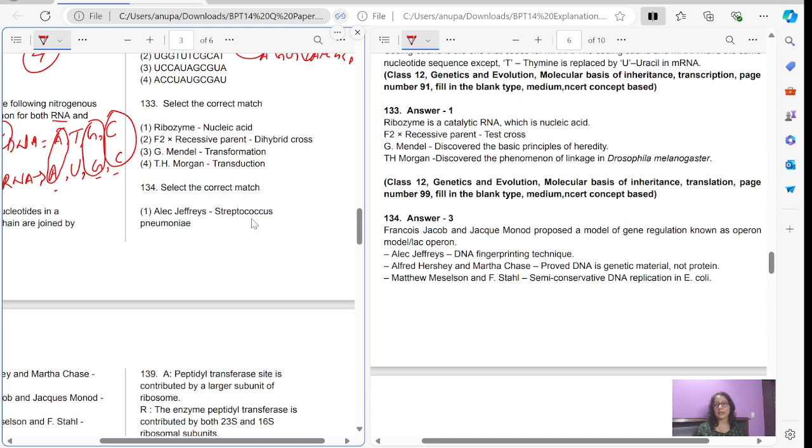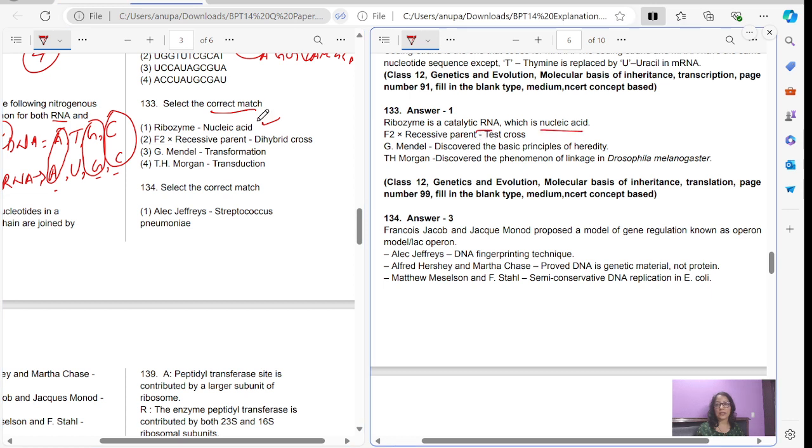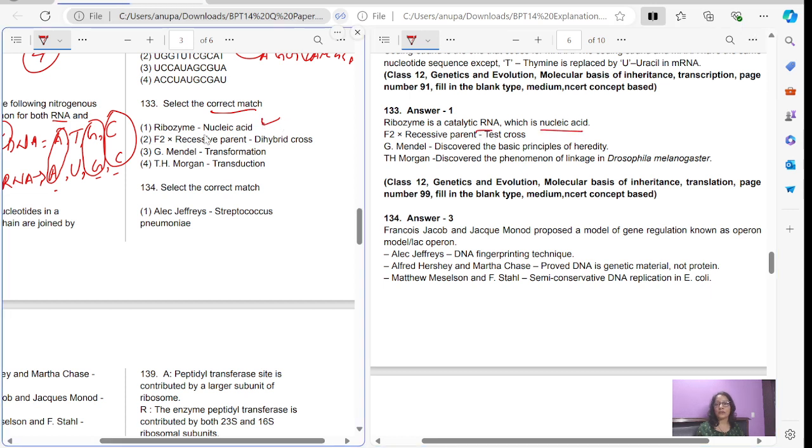Question number 133 states: select the correct match. Here a few matches are given. We have to find out the correct match. Option 1 is ribozyme, nucleic acid. So this is the correct match. Ribozyme is a catalytic RNA and RNA is a nucleic acid. So the answer of this question will be option number 1.